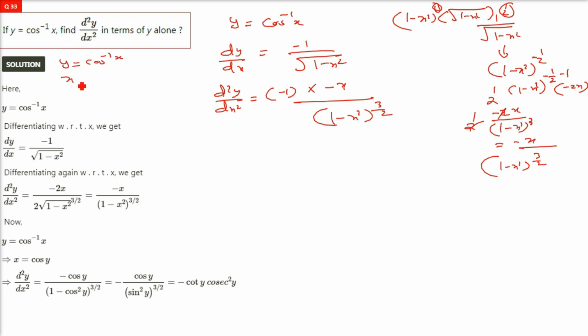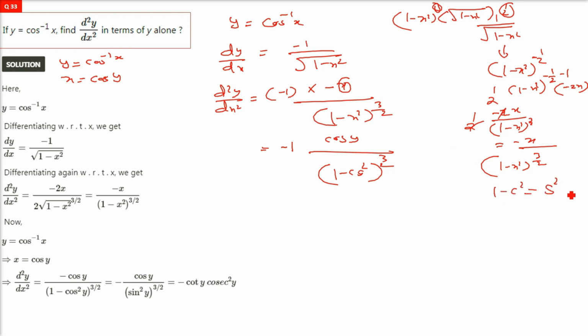Okay, so y is equal to cos inverse x. How do we write this? This is the trick. Cos y equals x. This means cos y equals x. So in place of x you can always write cos y. What to do with the denominator? See, x is cos y, so just replace x with cos y, so it will be 1 minus cos square. So it will be cos y divided by (1 minus cos square y) to the power 3 by 2.